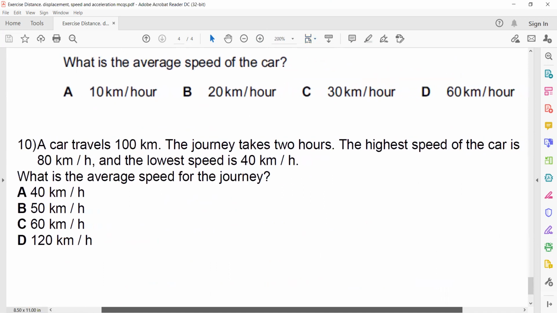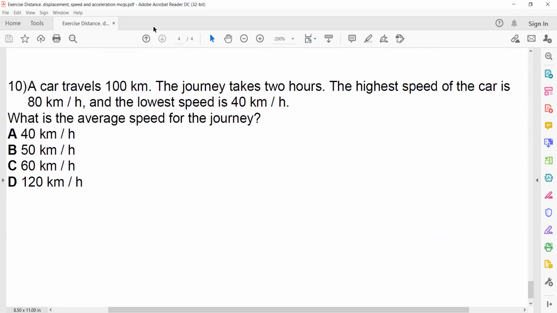Question 10. A car travels 100 kilometers and it takes 2 hours. The highest speed of the car is 80 kilometers per hour and the lowest is 40. What is the average speed?